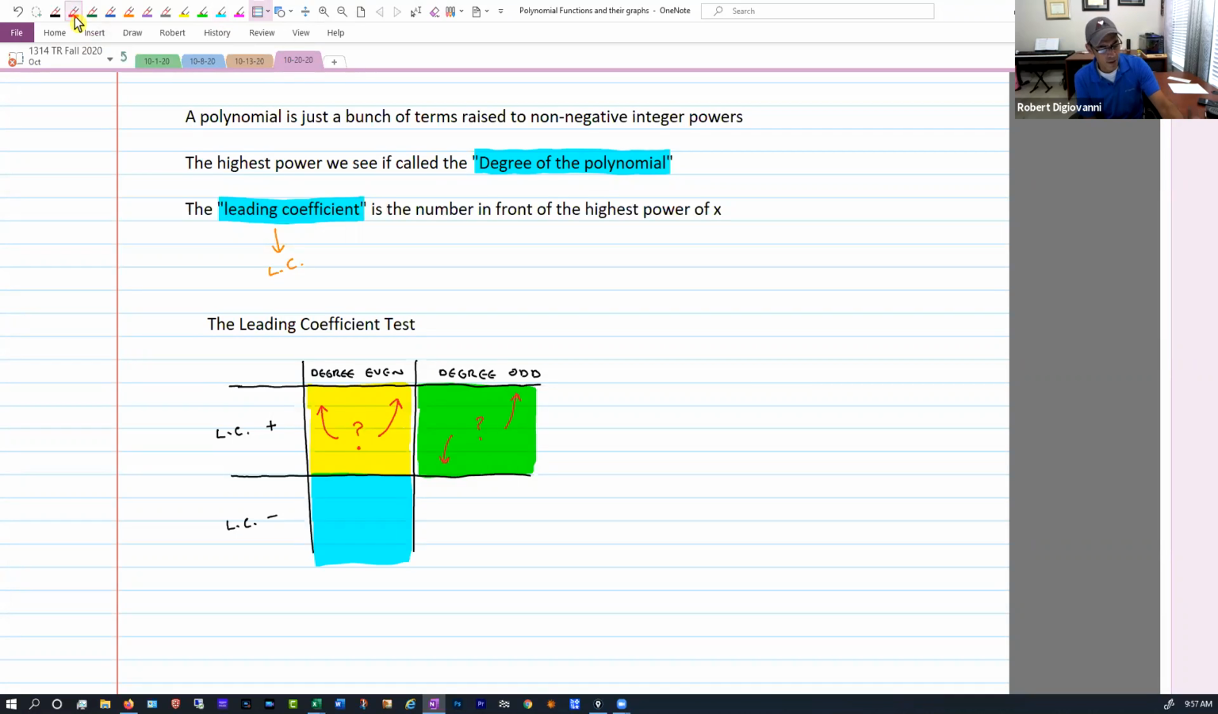So in this case, if you have an even degree and a negative leading coefficient, it's going to go down on the left, down on the right, and in the middle, we don't know. And then the last box, which I'm running out of colors, I guess purple might work. That would be the left side goes up and the right side goes down. In the middle, we don't know.